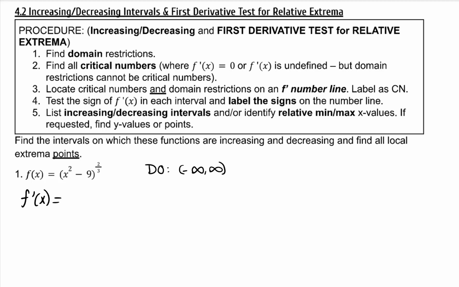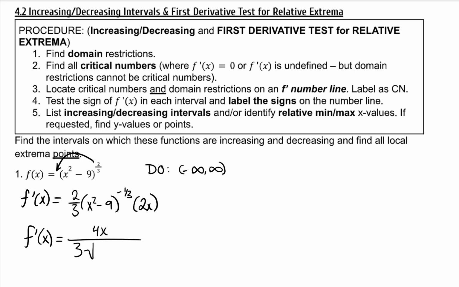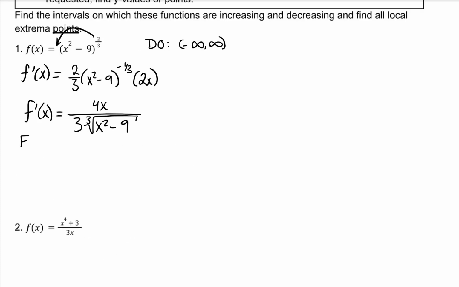For this one, I'm going to use the general power rule. Pop the power down, u goes inside, and the derivative of u is multiplied out here, so 2x. I want to write it in radical form because it's a lot easier for me to see my restrictions that way. Time to find critical numbers.